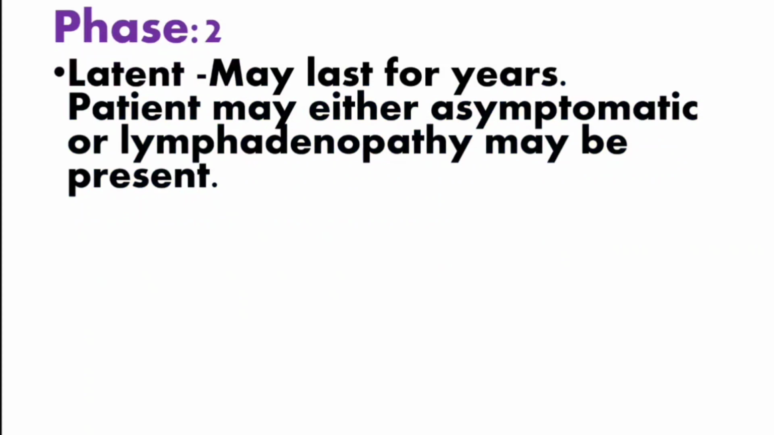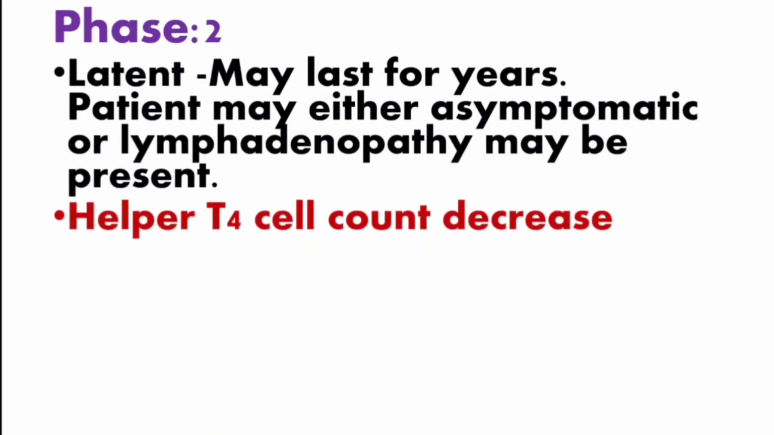The second phase, phase 2, is called the latent phase, and it may last for years. In some patients it may be 5 years, in some 10 years. It may vary, depending on the patient. In this latent phase, the patient may be asymptomatic, or lymphadenopathy may be present.